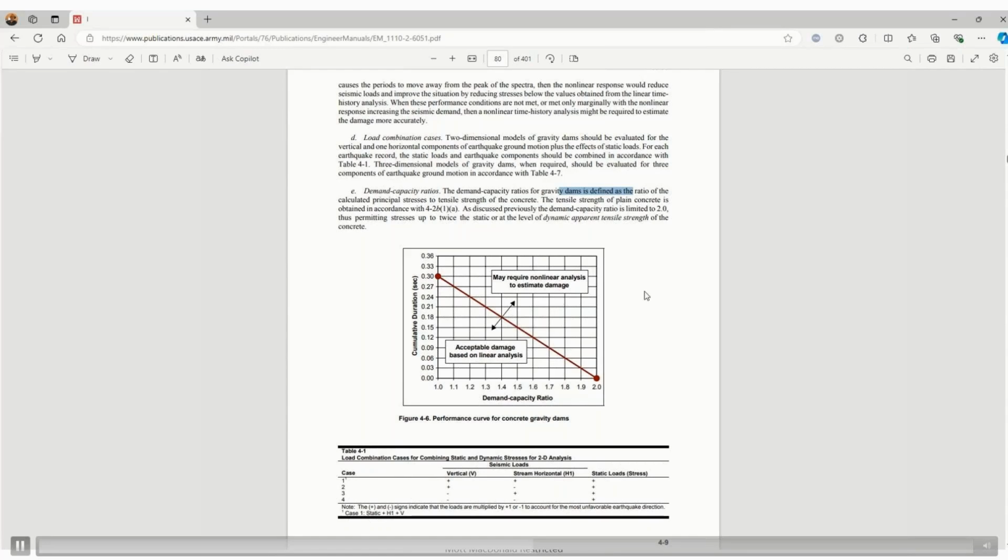Old dams we can't help. For retrofitting and rehabilitation, we have to analyze those dams, and if they exceed this limit, we have to perform nonlinear analysis and suggest some strengthening measures. But for new dams, if it exceeds this limit, we have to provide more concrete. We have to keep each and every location of our dam within the allowable tensile stress limit, DCR of 1.